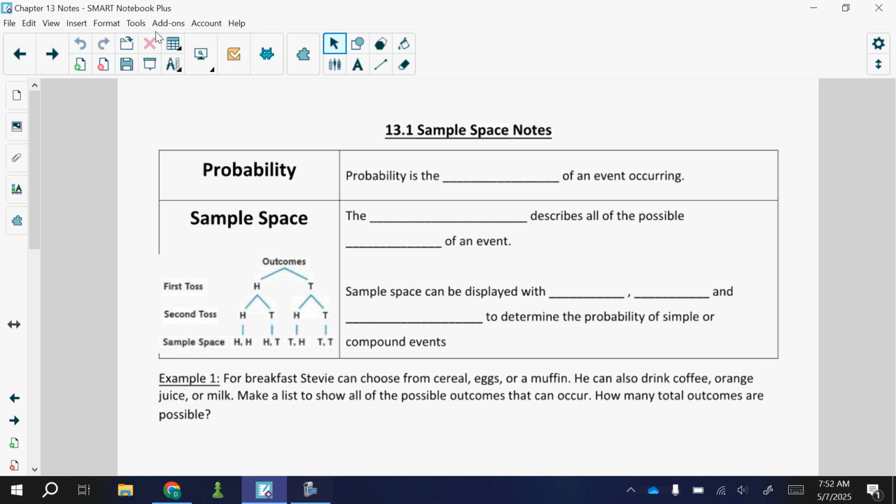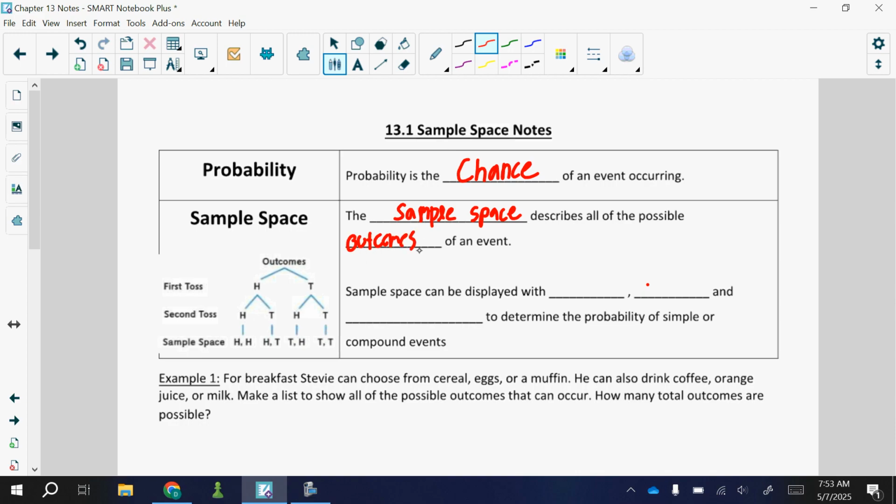Today we're going to be looking at Chapter 13, which is an introduction to probability. So, probability, as you probably know, is the chance of an event occurring. So, the sample space describes all of the possible outcomes of an event.